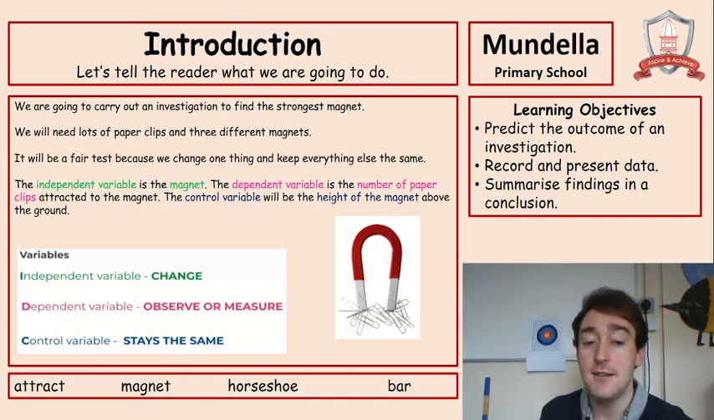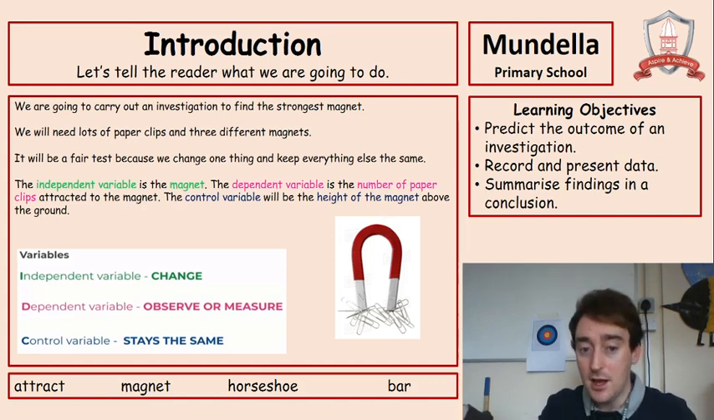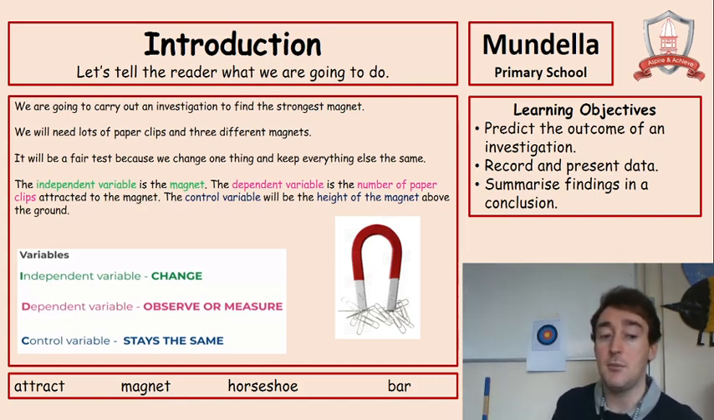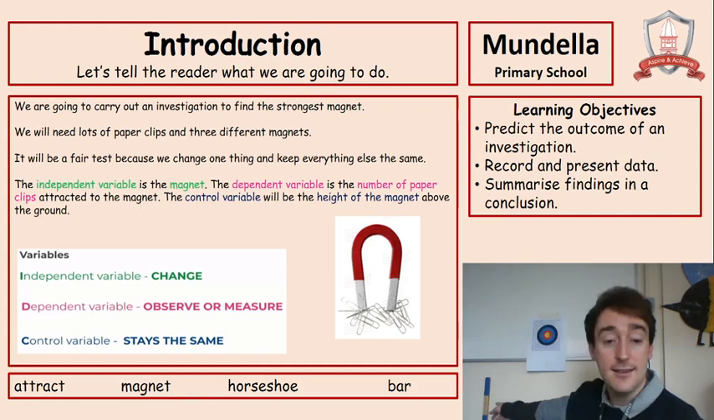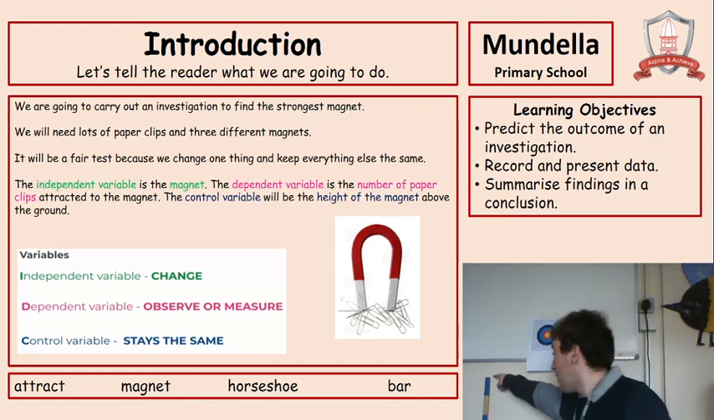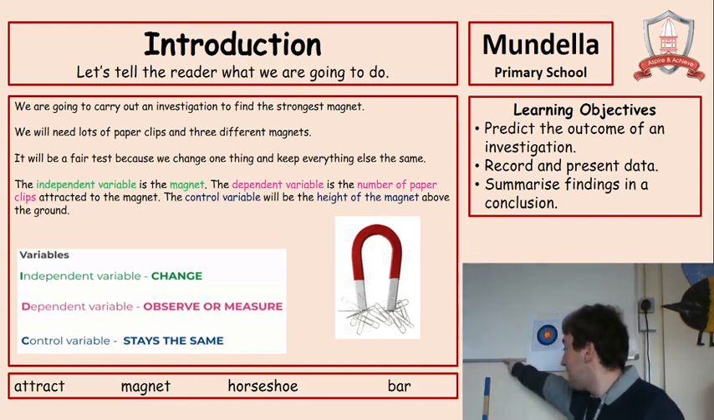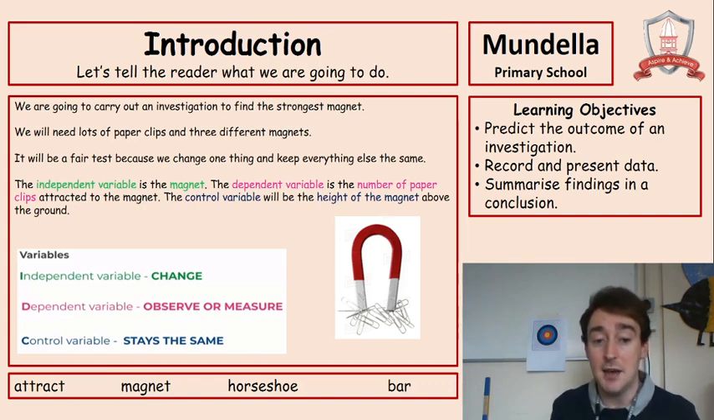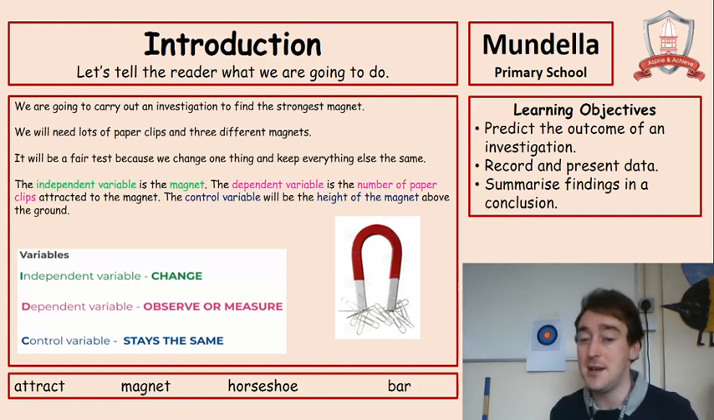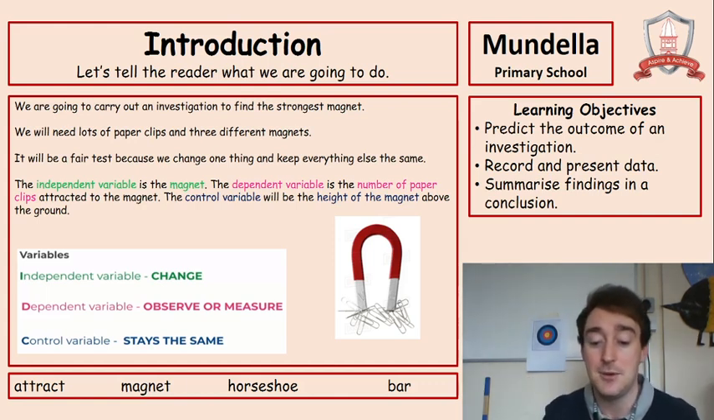And the control variable is the thing that we keep the same, and that's going to be the height of the magnet above the ground. So do you see my meter stick here in the background? Well, we're going to hold the magnet a meter above the ground on each attempt so that everything is the same, apart from the strength of the magnet, which we will measure by looking at the number of paper clips.